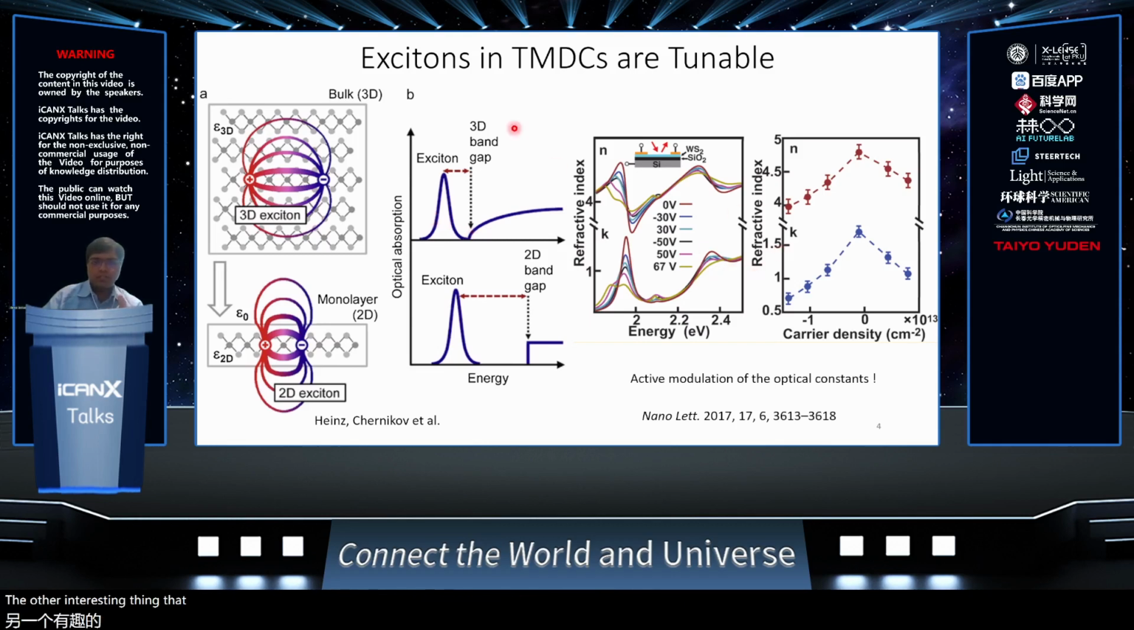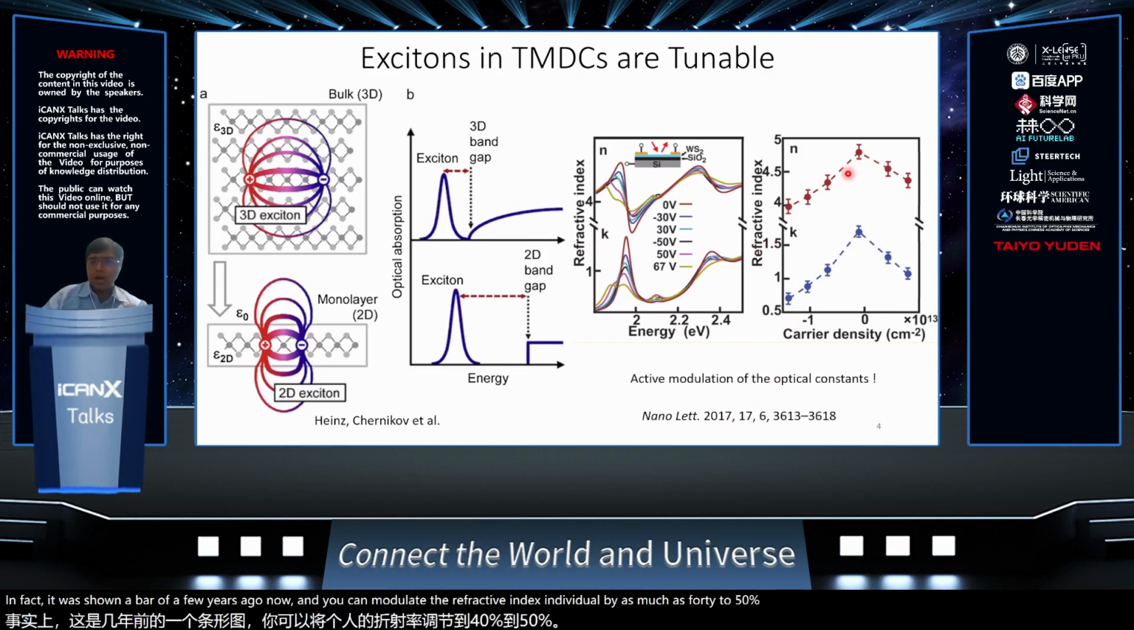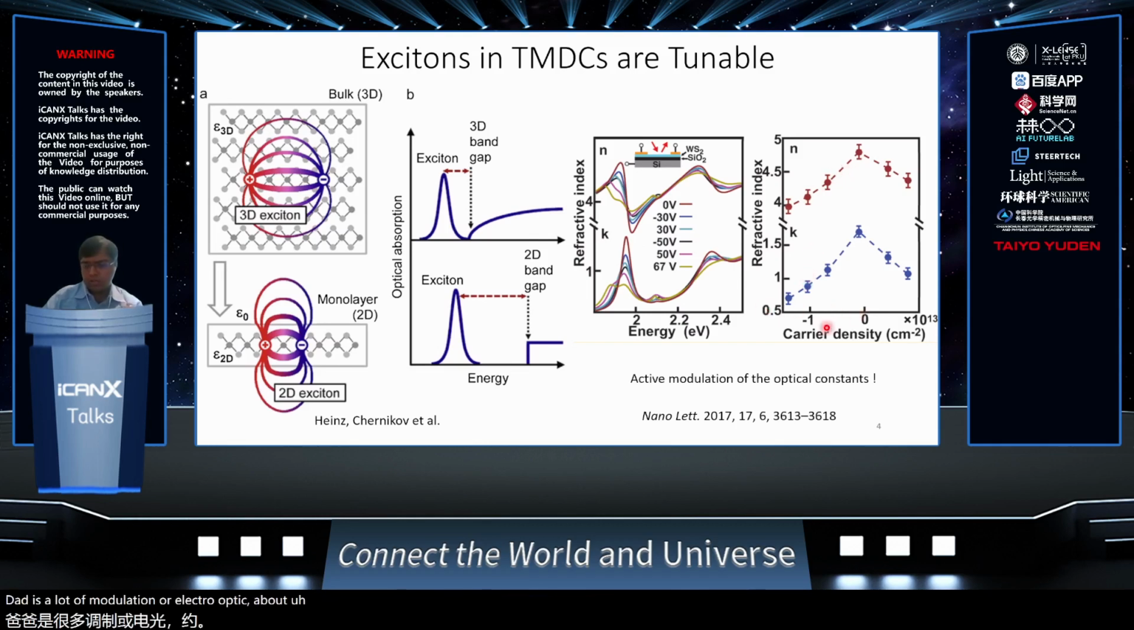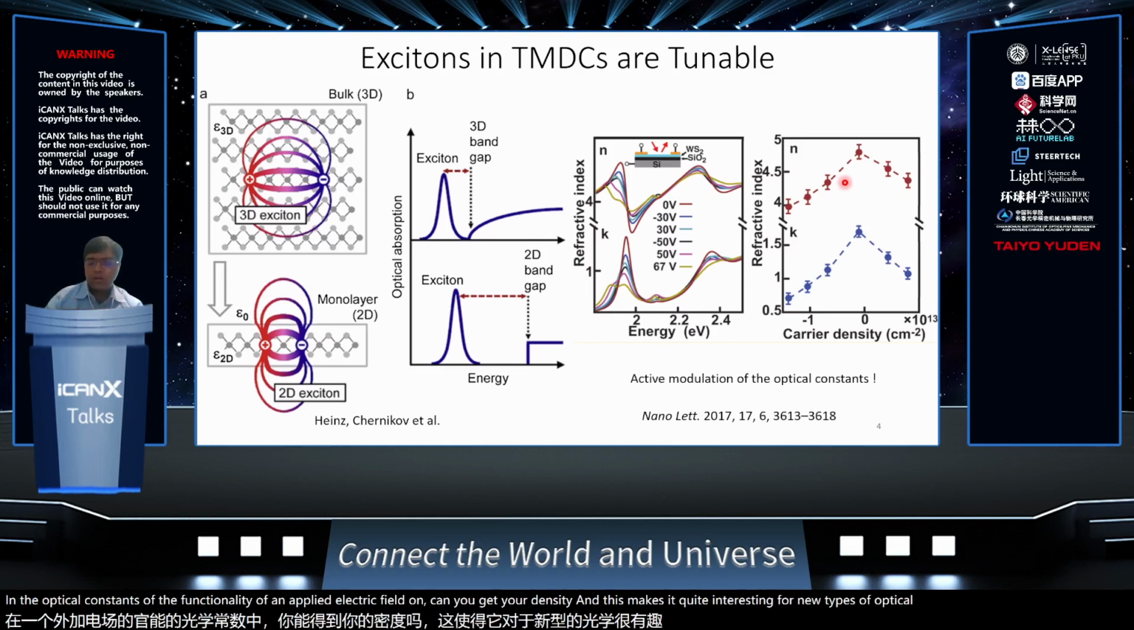The other interesting thing that happens with excitons in these 2D systems is that as you apply a voltage to the material and you populate and depopulate charge carriers into it, you can actually move these excitons or change the excitonic response quite dramatically. In fact, it was shown a few years ago now that you can modulate the refractive index in these materials by as much as 40 to 50%. That is a lot of electro-optic modulation as a function of electric field or changing carrier density. And to give you a sense, when you compare it to, say, silicon or gallium arsenide or any of the other bulk materials, they have less than 0.5%, sometimes even less than 0.1% change. And here we are talking about a 40-50% change in the optical constants as a function of applied electric field or changing carrier density. And this makes it quite interesting for new types of optical modulator devices.